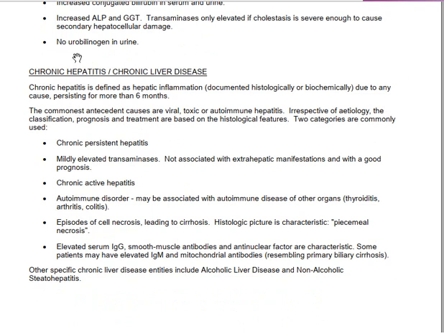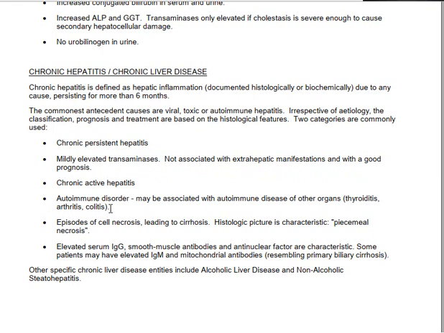So, chronic hepatitis and chronic liver disease. Chronic hepatitis can be divided into chronic persistent hepatitis, which can have mildly elevated transaminases. Generally, the transaminases are not going to be very elevated because it's not an acute inflammation. Those transaminases are acute inflammatory markers. You can also have chronic active hepatitis.